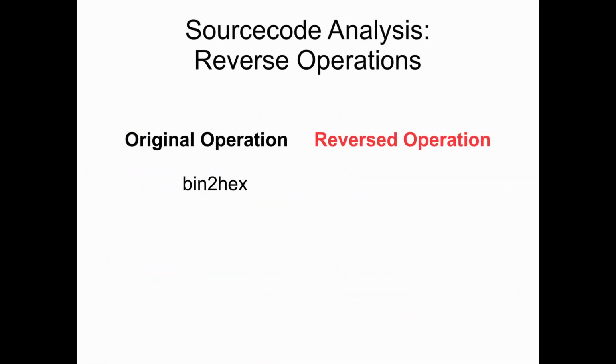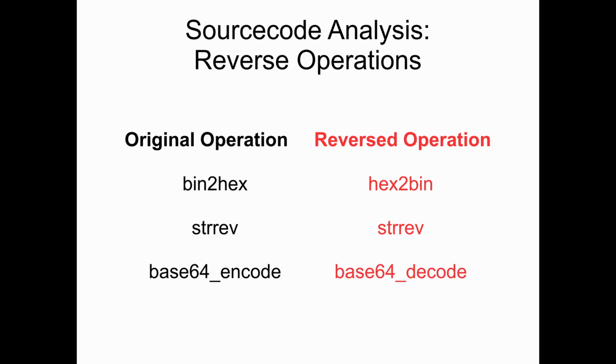Since the binary to hexadecimal conversion occurs last, we perform the reverse of that operation first, which is a hexadecimal number to binary data conversion. Then we perform the reverse string reverse operation, which is the same operation. And finally, we convert the reverse string from base 64 encoding back into its original encoding using a base 64 decode operation. Since this code is written in PHP, we'll use PHP to reverse engineer it.